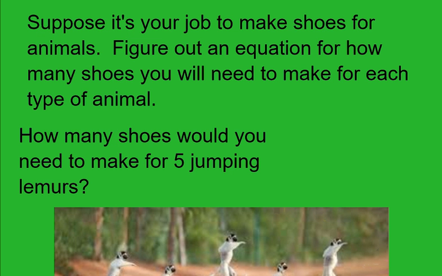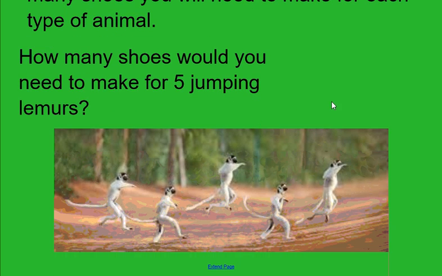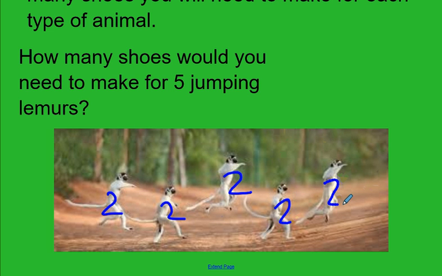Okay, so let's look at some problems. This says, suppose it's your job to make shoes for animals. This should be a really cool job. Figure out an equation for how many shoes you will need to make for each type of animal. So the first one says, how many shoes would you need to make for 5 jumping lemurs? Well, you can see they're jumping, so I'm assuming they're not needing shoes on their front paws. So each lemur would need 2 shoes, right? 2 plus 2 plus 2 plus 2 plus 2.